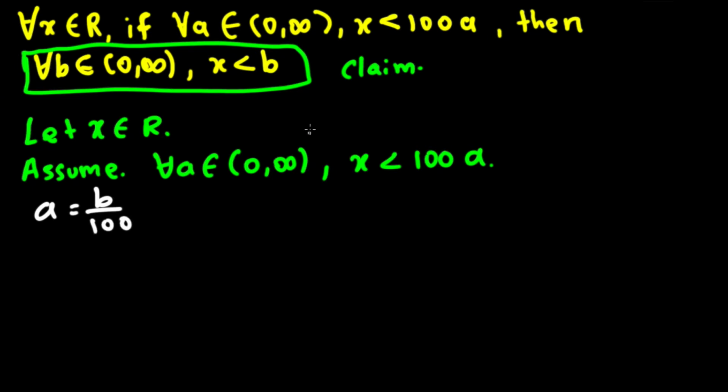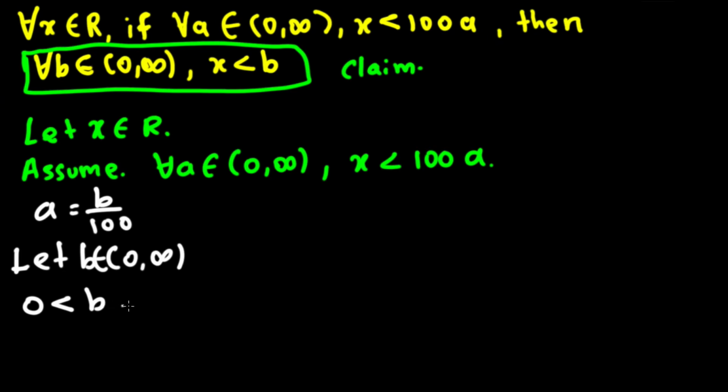Now let b belongs to 0 to infinity. So if b belongs to 0 to infinity, it means b is a positive number. I'm taking this one from this one because we have to take this one and then do the proof. So b belongs to 0 to infinity, it means b is a positive number because it's between 0 to infinity. So if b is a positive number, it means it's definitely greater than 0. So we can say b is greater than 0.